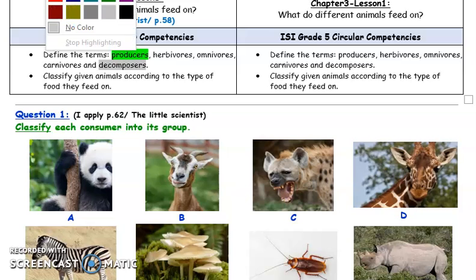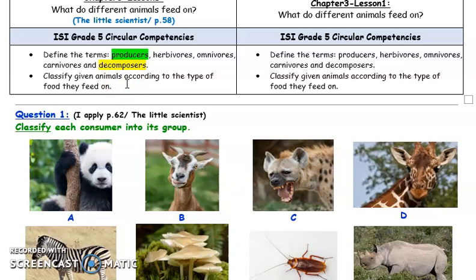Decomposers are organisms that decompose dead bodies and turn them into nutrients in the soil. Examples of decomposers include earthworms, bacteria, fungi, and different kinds of insects.